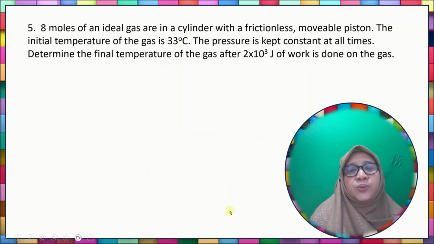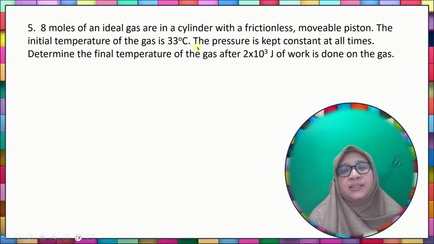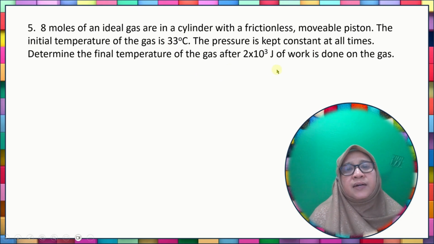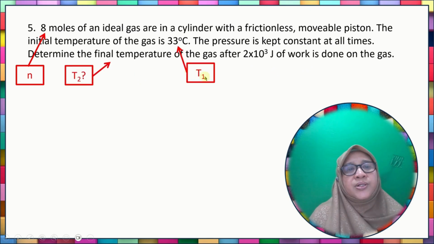Okay, next we go to question 5. 8 moles of an ideal gas are in a cylinder with a frictionless movable piston. The initial temperature of the gas is 33 degrees Celsius. The pressure is kept constant at all times. Determine the final temperature of the gas after 2 times 10 cube joule of work is done on the gas. So you are given the number of moles, initial temperature, and we are going to find the final temperature, and the work done is 2 times 10 to the power of 3 joule.